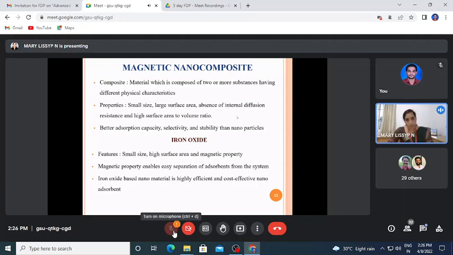You know what a composite is. I'm not explaining more about it: two or more substances having different physical characteristics. But what is the advantage of considering a composite material? The properties you can see here: large surface area, the absence of internal diffusion resistance, that means internal movement will be blocked, the high surface area to volume ratio, and better adsorption capacity, selectivity, and stability. So all these are there in the composite.